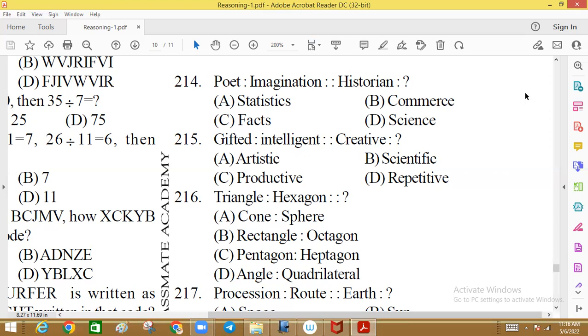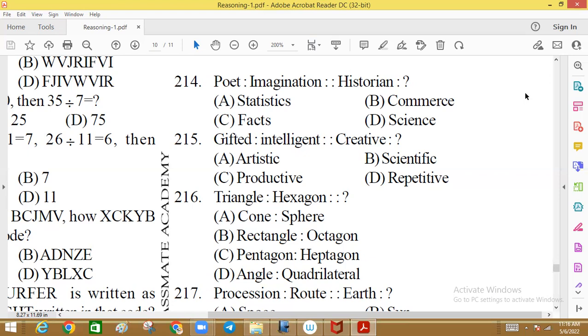Try to answer it. Gifted, intelligence; creative, artistic. First of all, what is the relation between gifted and intelligence? It's a general knowledge question, just a common sense question. We know that intelligence is always gifted. Listen, intelligence is always gifted. That's a gift given to any person by nature, by birth. In the same way, creative is always productive. Remember, creative is always productive.